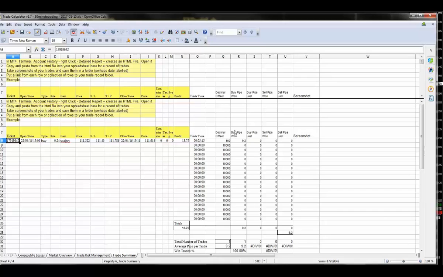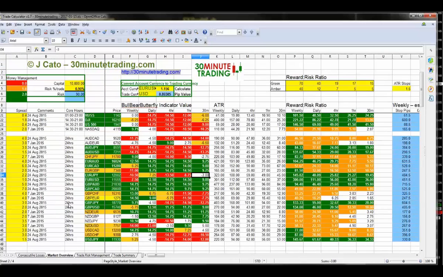So anyway, I hope that helps you, and I won't go on about that anymore because I think I've covered it quite well. If you want to know more, let me know, and I'll make sure you get a copy of this particular trade calculator, and also let you know how you can use it.